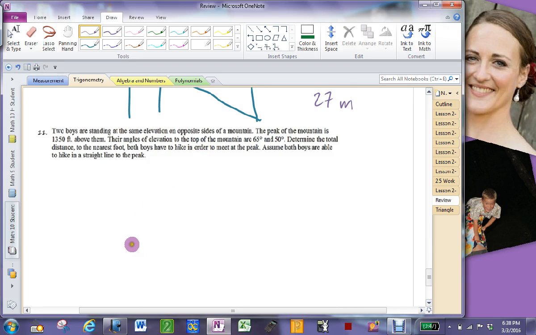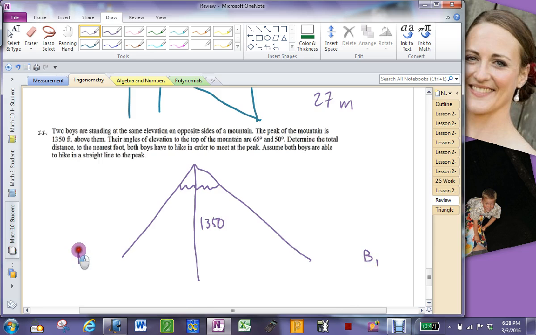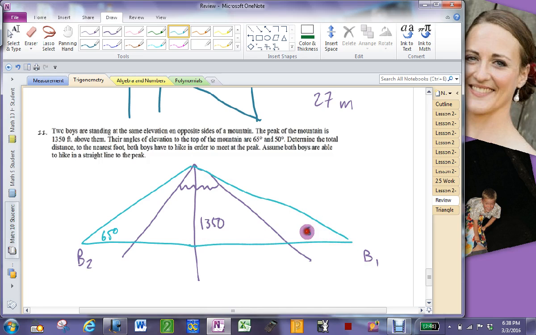So, there's two boys on opposite sides of a mountain. There's the mountain. Let's give it some snow. The mountain is 1,350 feet. The boys are out here. There's boy 1, there's boy 2. Boy 2 has an angle of elevation of 65. Boy 1 has an angle of elevation of 50. I want them to meet at the top, so I need that hypotenuse and that hypotenuse.